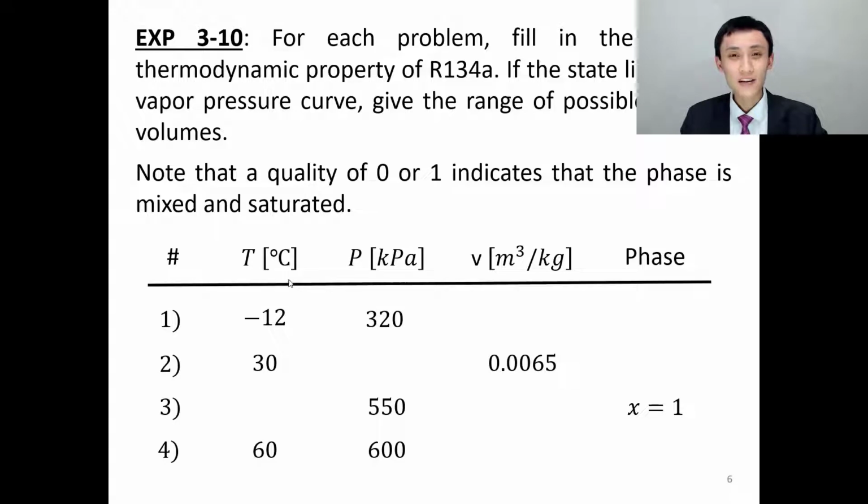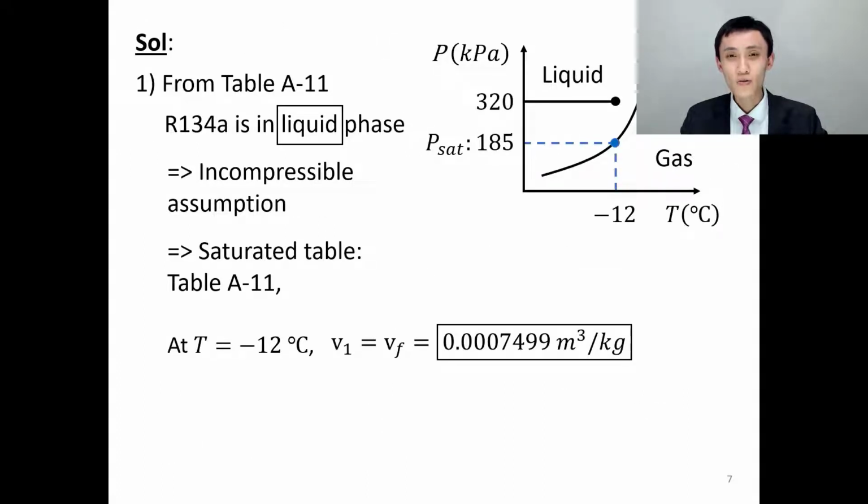The first one tells us the temperature and the pressure. So we can probably start off with the vapor pressure curve. We could use either property, so let's try the temperature first. We draw a vapor pressure curve, with P at the top and T at the bottom, and draw a curve. Then from table A11, when the temperature is minus 12 degrees C, the saturated pressure is 185. Our pressure is 320, so we are above, so we are in the liquid phase.